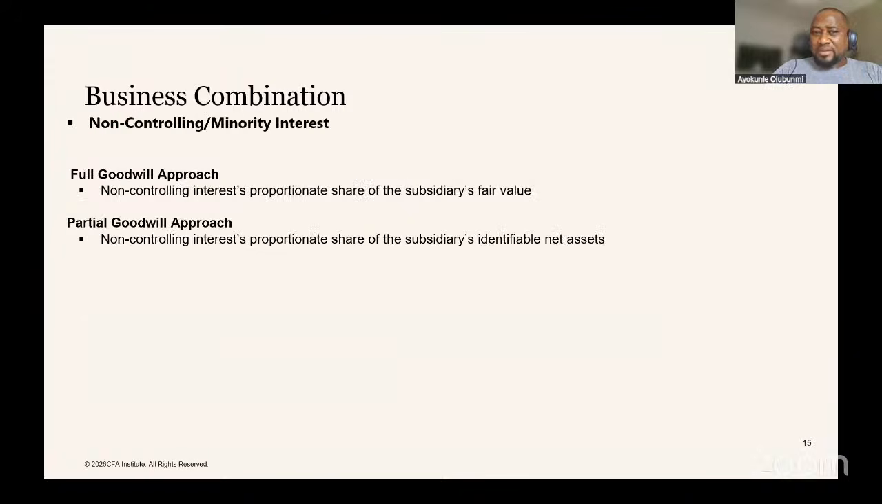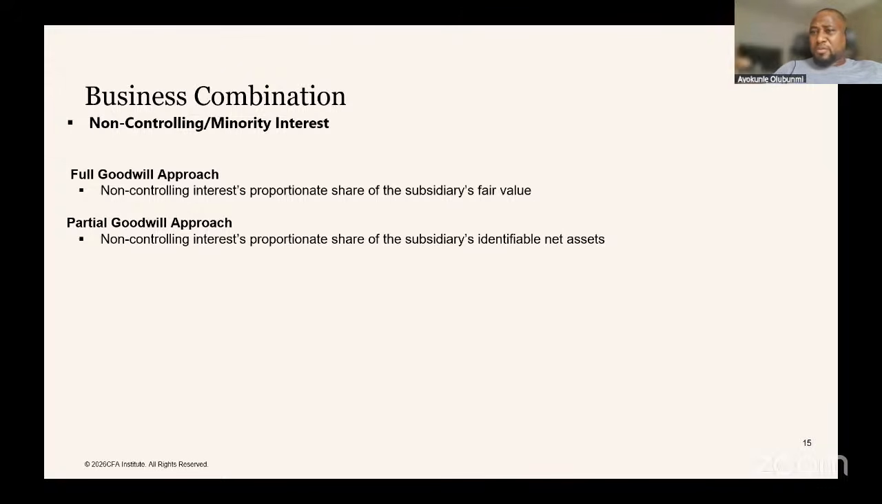By the example I made, now let me first tell you that for full goodwill under minority interest, you use the minority interest percentage multiplied by the fair value of the company. Please note, something that you must not mix up is the fair value of the company. It's different from the fair value of the company's net assets. The fair value of the company's net assets is the fair value of the assets less the fair value of the liabilities. But the fair value of the company is the valuation of the company.